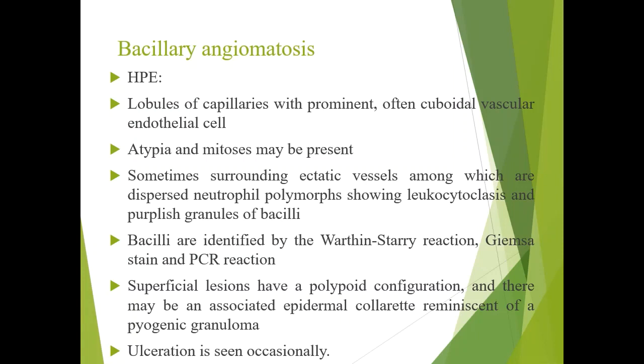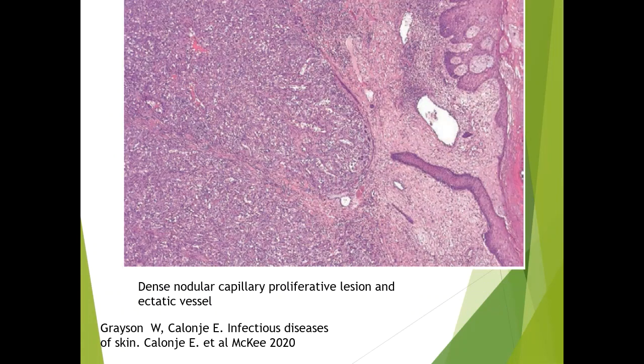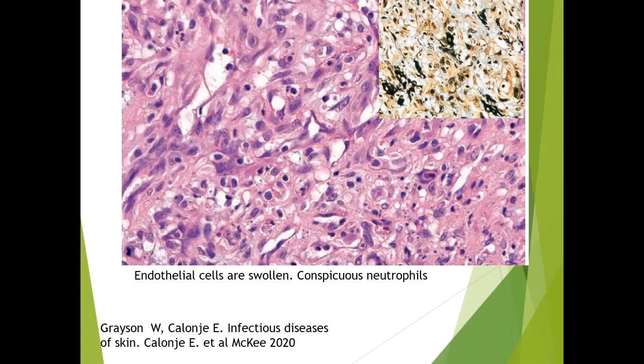You can see a dense nodular lesion with proliferating capillaries and ectatic vessels. Endothelial cells are swollen, with conspicuous neutrophils. This is a silver stain, Warthin-Starry stain, to detect the bacteria.